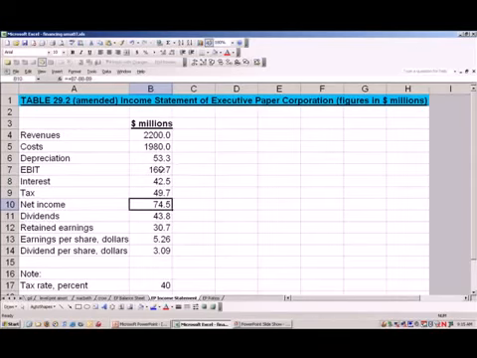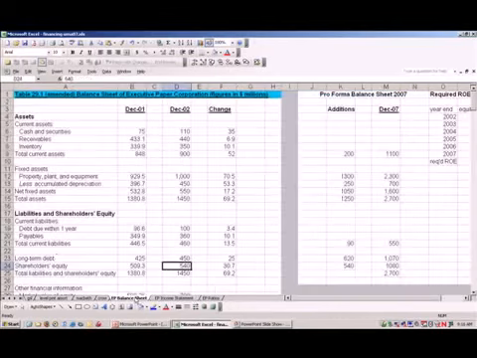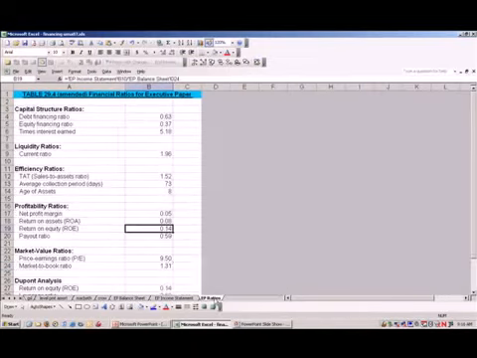It's also calculated as earnings before interest and taxes minus the interest payment minus the tax payment to give us net income of $74.5 million. And then on the balance sheet, we read equity of $540 million. So we have the numbers that we need to calculate return on equity, which comes to 0.14. So Executive Paper earned a return on equity of 14% in 2002.